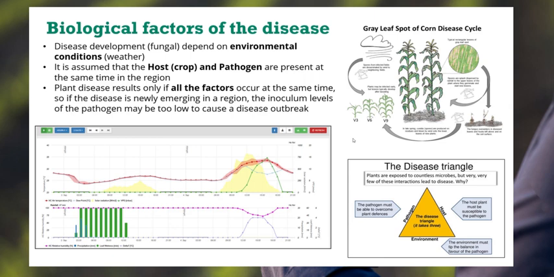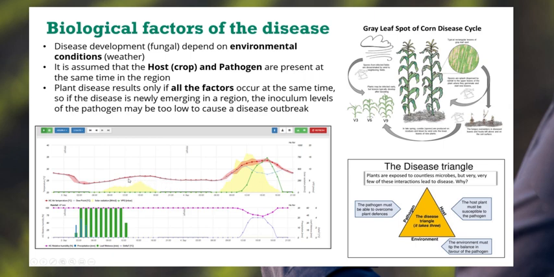So if you have a newly emerged disease in the region, the inoculant levels will be far too low for that pathogen to cause a disease outbreak. The disease triangle really shows this. We have the host, the environment, and the pathogen. The environment tips the scales in favor of the pathogen to overwhelm the host defenses, and it leads to a disease outbreak. So we need to know the environmental conditions at the field.